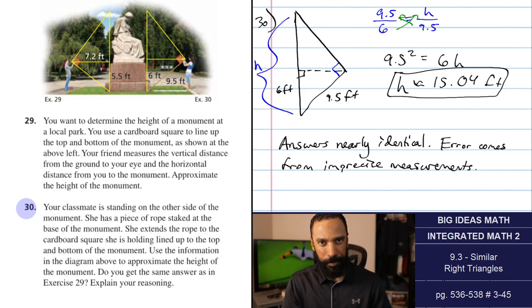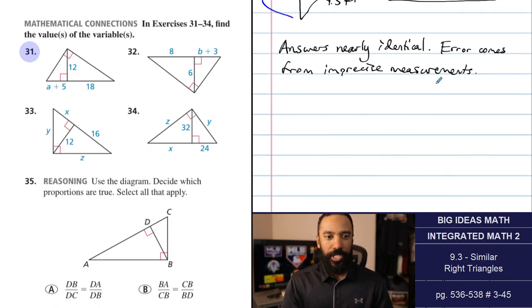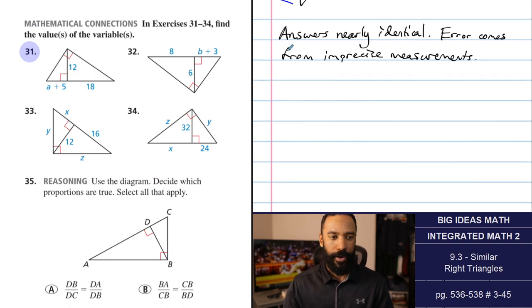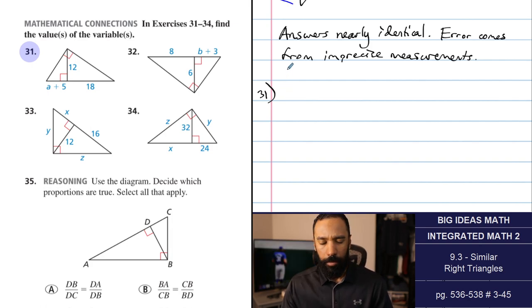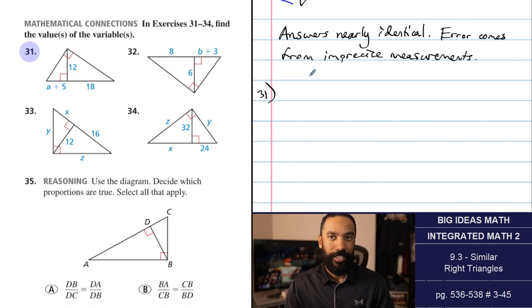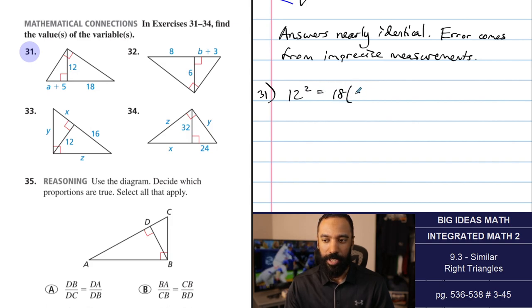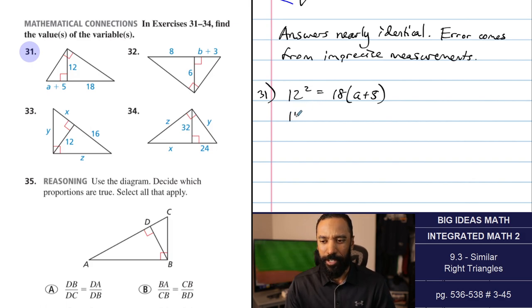Okay. We finished 30? I think we finished 30. The exercises are 31 to 34. Find the values of the variables. All right. Well, we're playing their game at this point. I think I've preached on my pedestal enough. 12 is the geometric mean of a plus 5 and 18. 12 squared equals 18 times a plus 5. Selfishly, I want to finish.